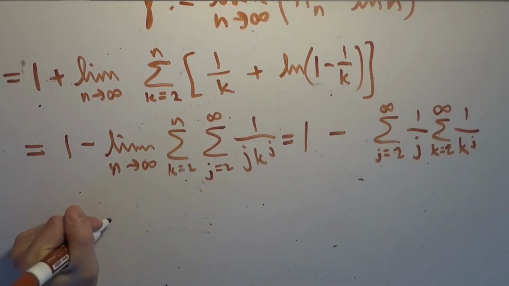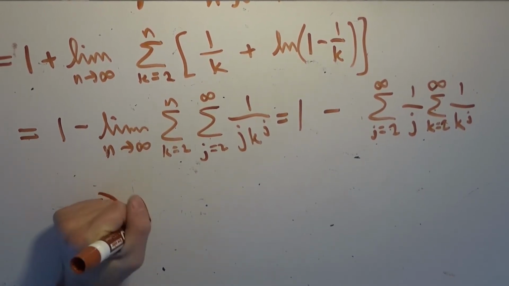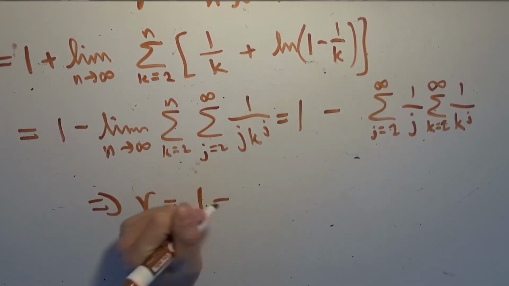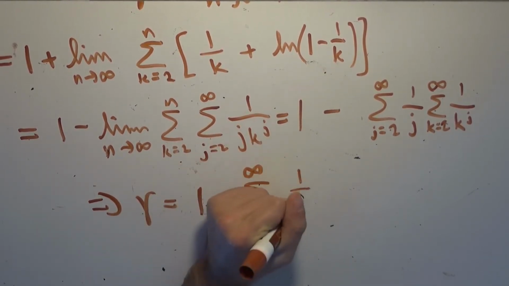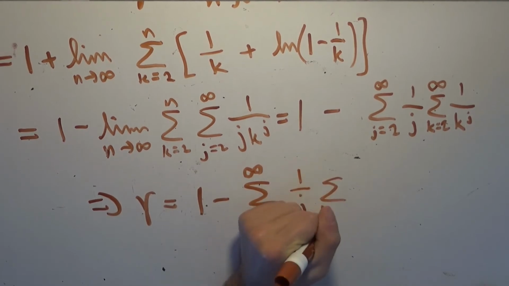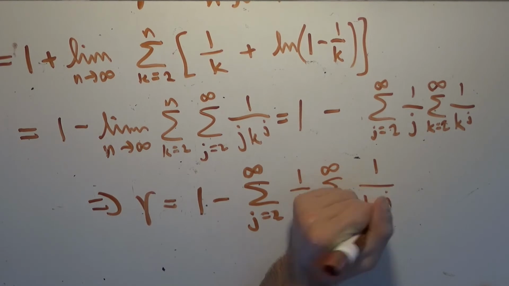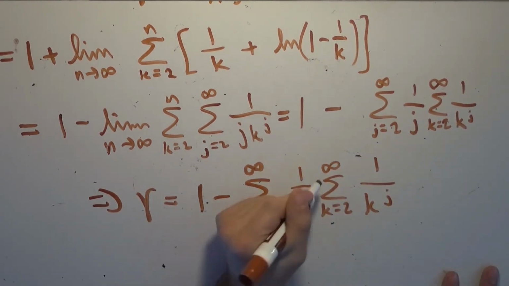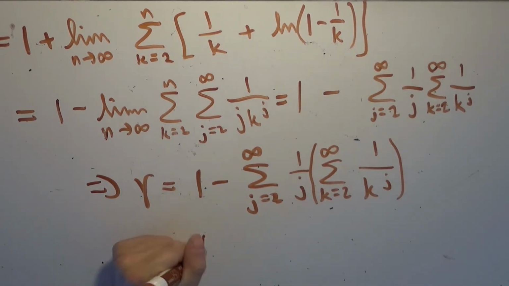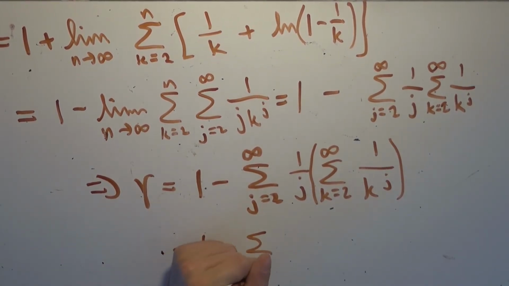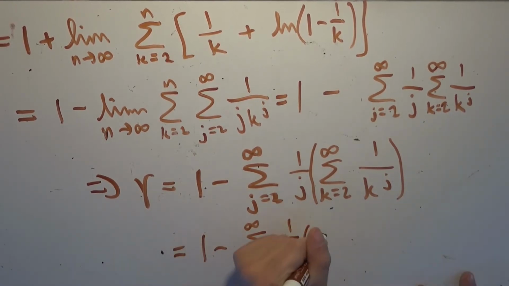So what we end up with is this is all still equal to the Euler-Mascheroni constant. So we now have that the Euler-Mascheroni constant is equal to 1 minus the sum from j equals 2 to infinity of 1 over j times the sum from k equals 2 to infinity of 1 over k to the j, right? This is our fact. But this right here is zeta of j minus 1. So I can rewrite this as 1 minus the sum from j equals 2 to infinity of 1 over j times zeta of j minus 1.